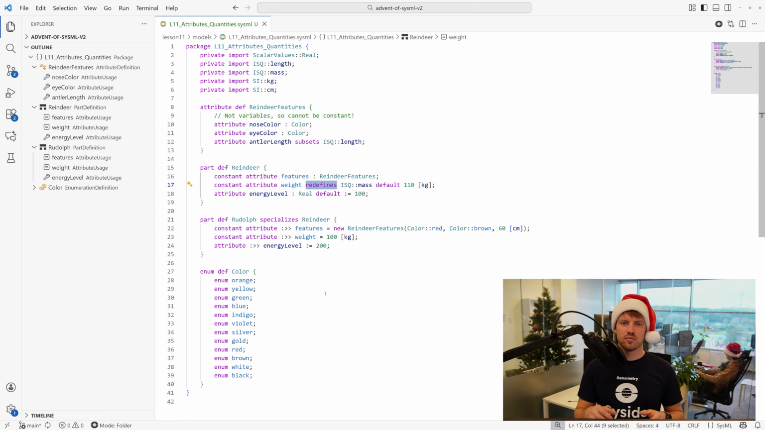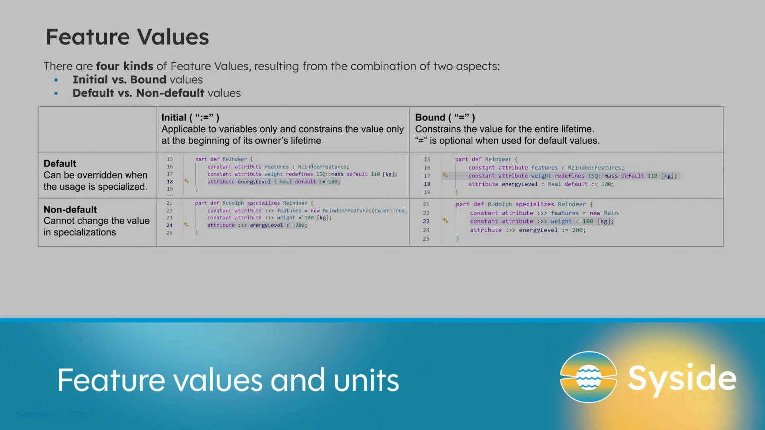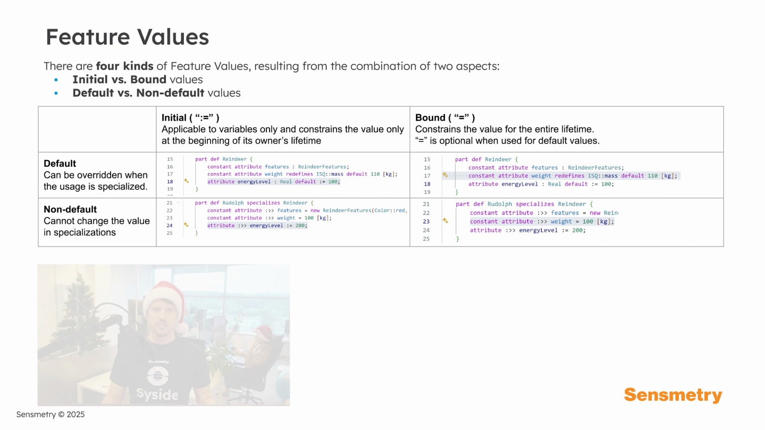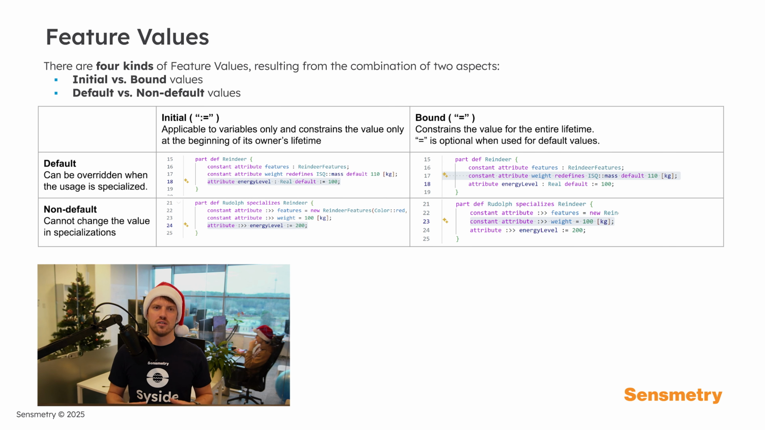Although you can directly type with the quantity definition, it's better to use usages to refine the role. How do we specify the value of usages? This is done by feature values. We'll focus on the attribute usages, but the same principles apply to all usages.